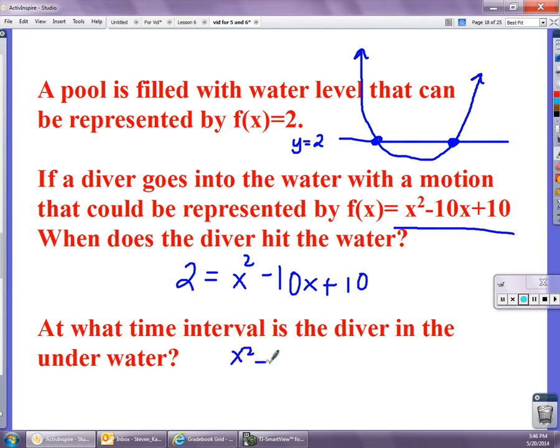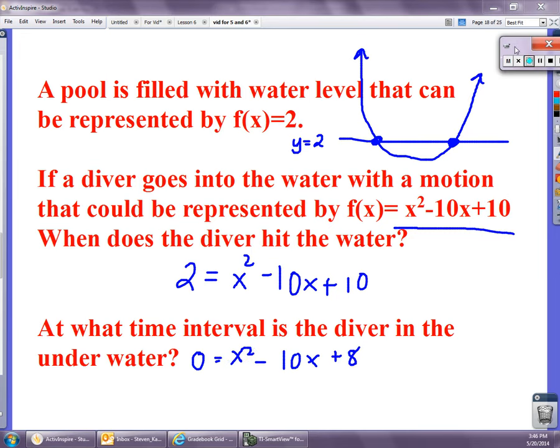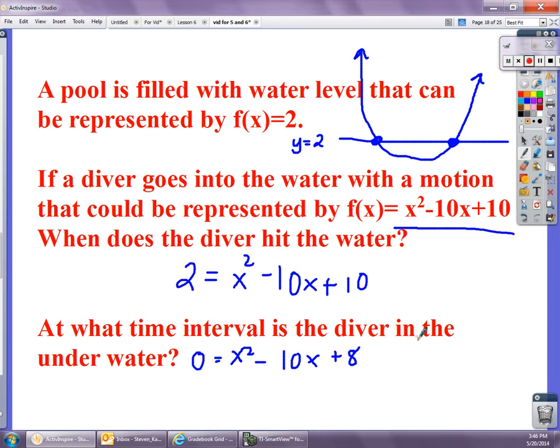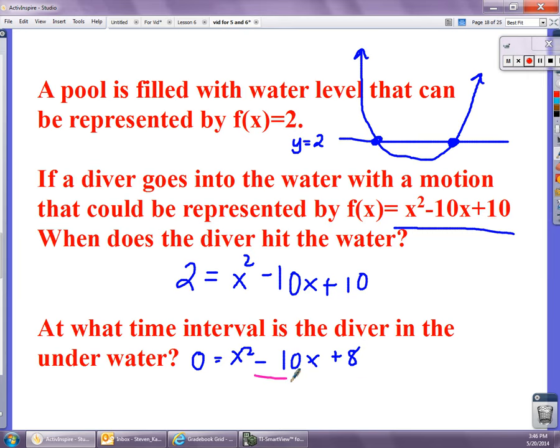You get x squared minus 10x, and if I subtract 2 from 10, you get positive 8, which now equals 0. Well, this is not factorable, so I'm going to have to use the quadratic formula. And I'm going to start the quadratic formula over here. So negative b. So b is negative 10, c is positive 8, and a is 1.